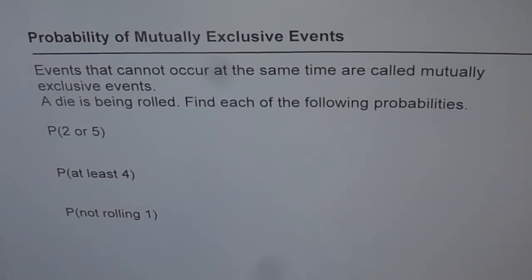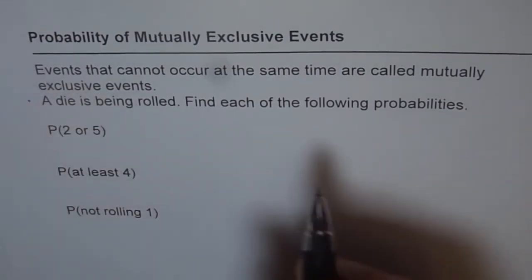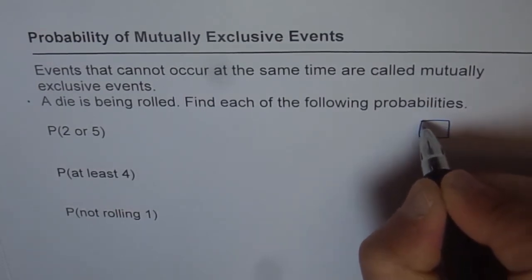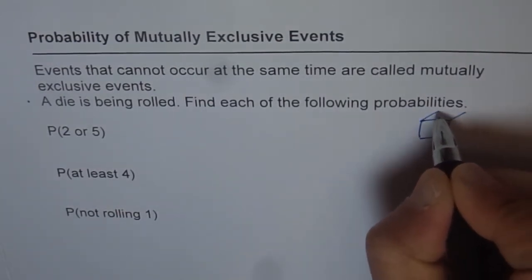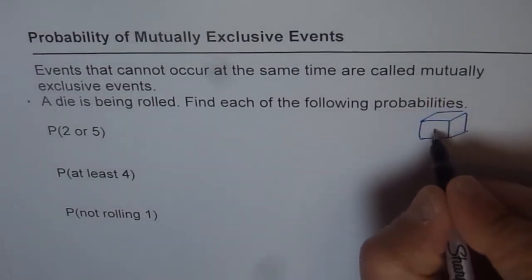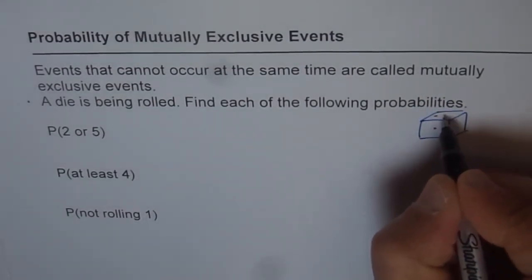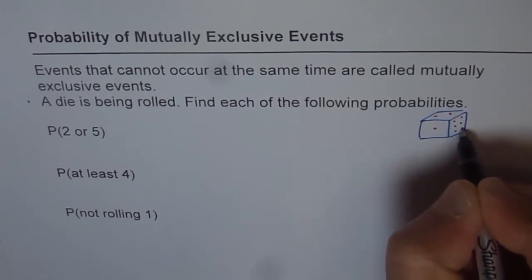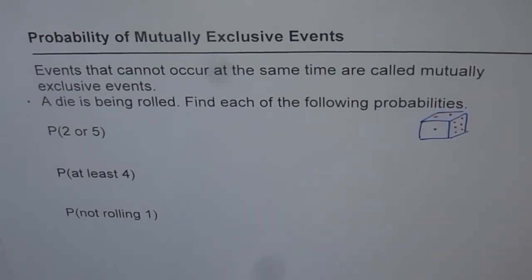So let's do a problem, and this problem is on rolling a die. You know, a die has 6 faces, correct? Let me draw one here. And when you roll a die, you get one of the numbers on the die, from number 1 to number 6, right? So these are the numbers on the die from 1 to 6.